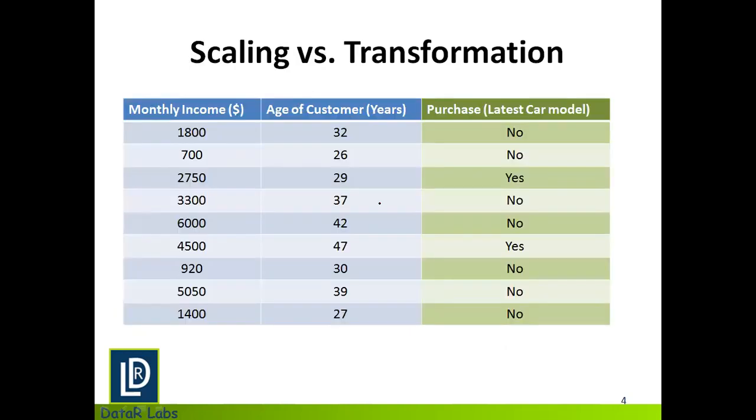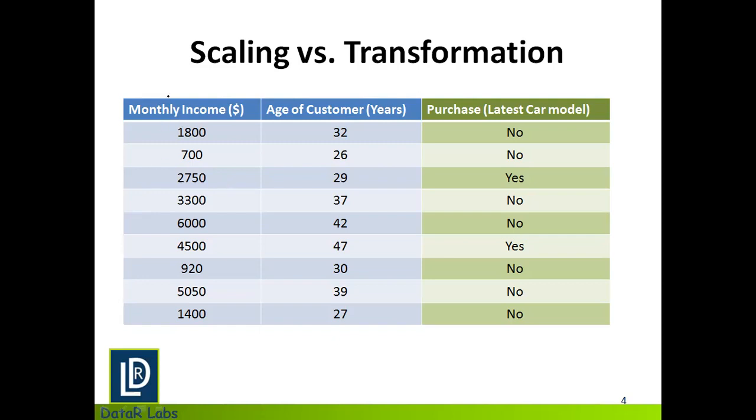First of all, let's try to understand the difference between the two. Transformation adjusts the values of your numeric data to a common scale without changing the range, whereas scaling shrinks or stretches the data to fit within a specific range. Now let's understand this with the example data you see on your screen.